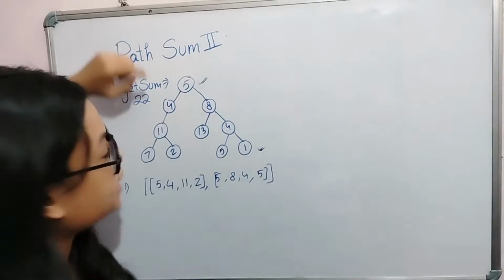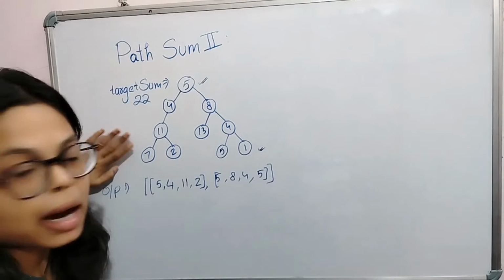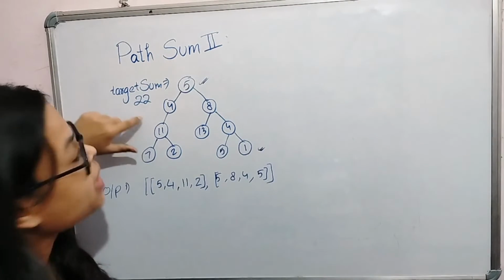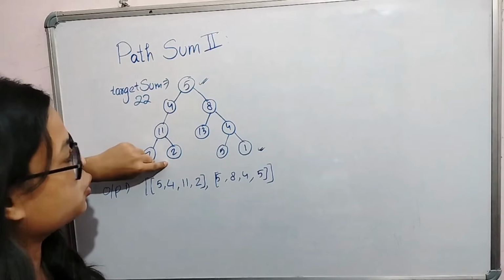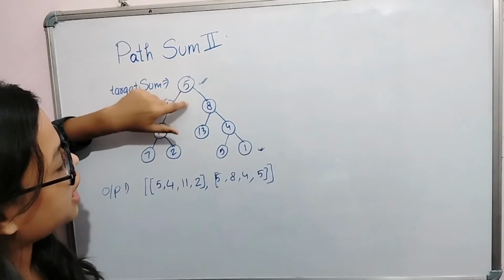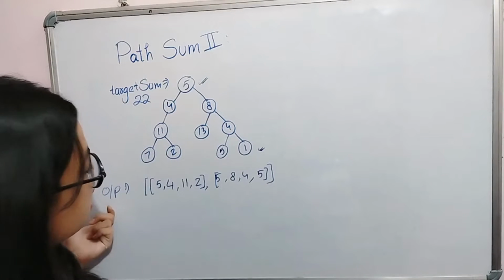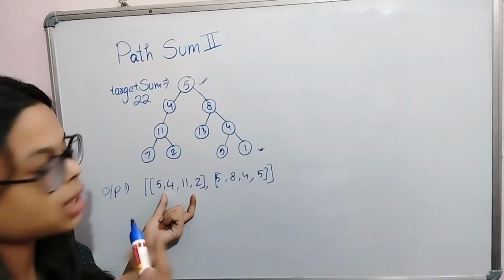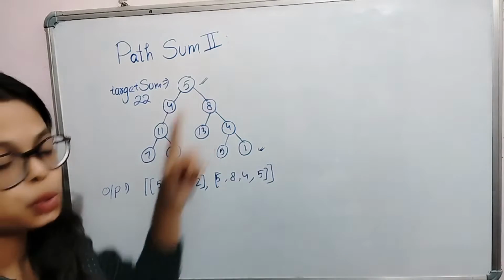So for example, in this binary tree, we have to find the paths whose node values will sum up to 22. In this tree, we can say that 5, 4, 11, 2 sum up to 22. Then 5, 8, 4, 5 sum up to 22. So in the answer, we will have a 2D vector which will have the arrays that are nothing but the path from root to the leaf node.